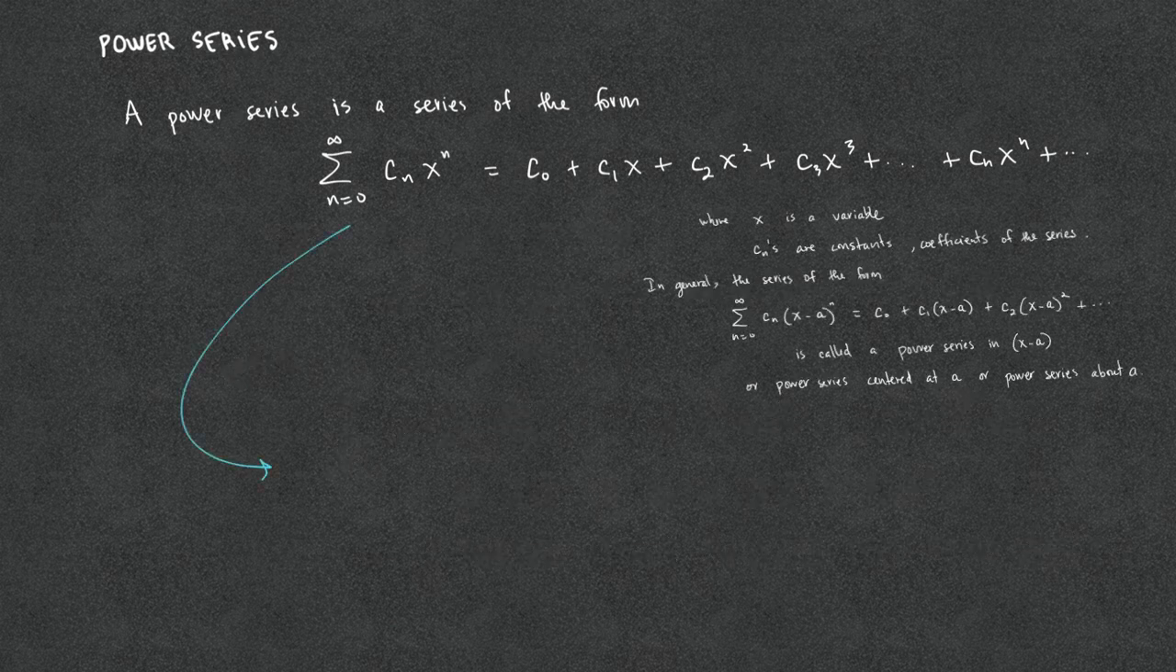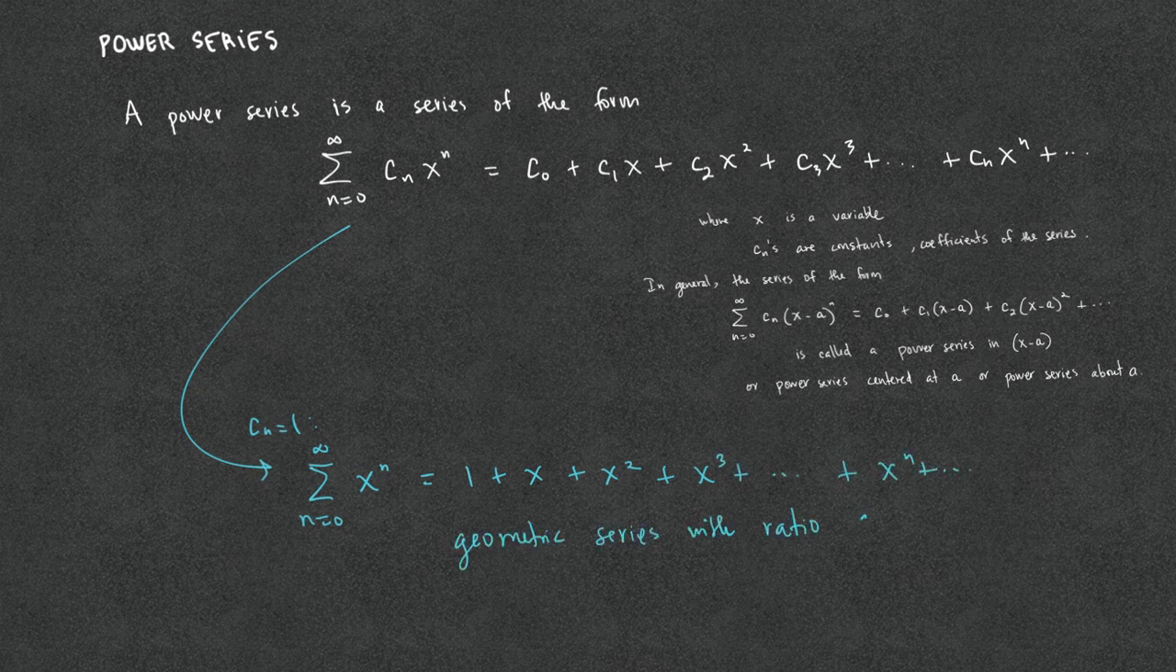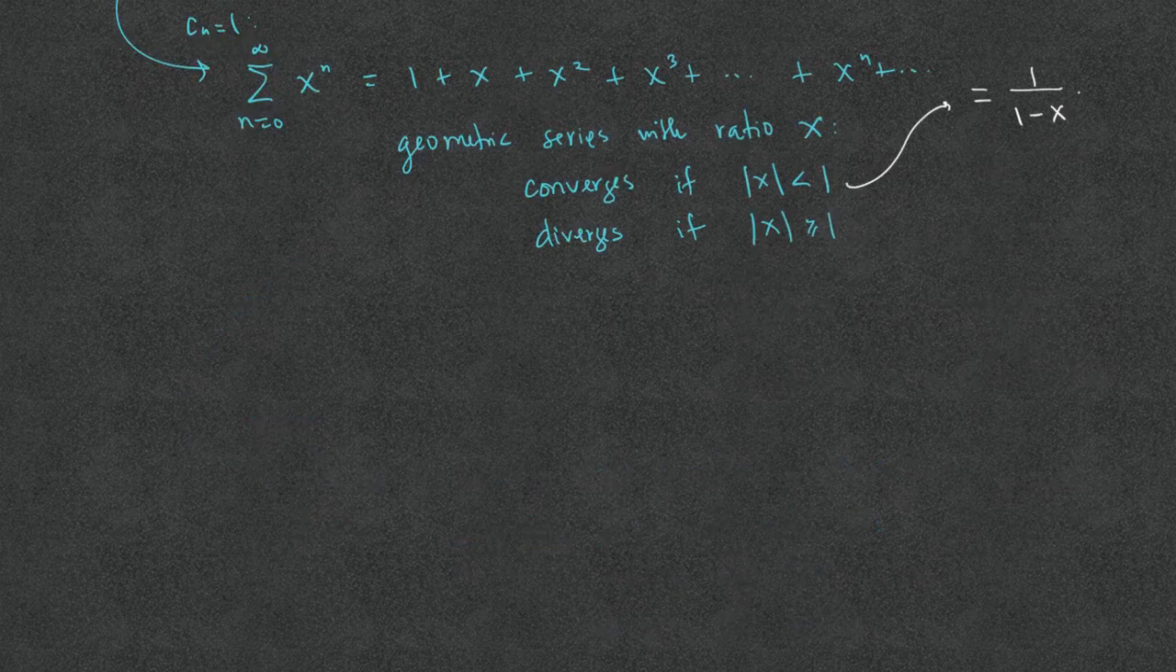If all of the coefficients are 1, then the series above is the series of x to the n, which is 1 plus x plus x squared plus x cubed plus dot dot dot plus x to the n power plus dot dot dot. We recognize that this is a geometric series with the ratio x and the initial value 1. It converges if the absolute value of x is less than 1, and when it converges, the sum is 1 over 1 minus x. And so 1 over 1 minus x can be expressed as the series of x to the n, which is 1 plus x plus x squared plus dot dot dot.